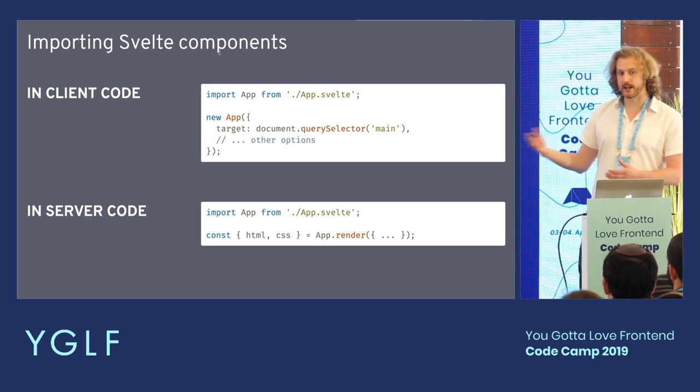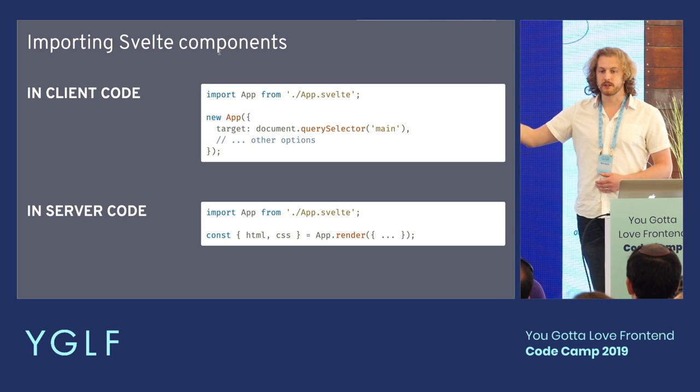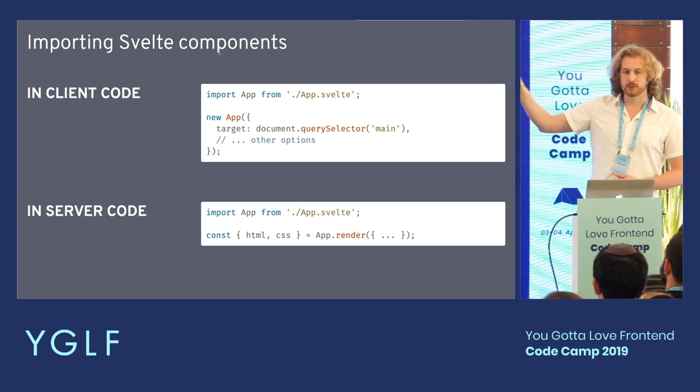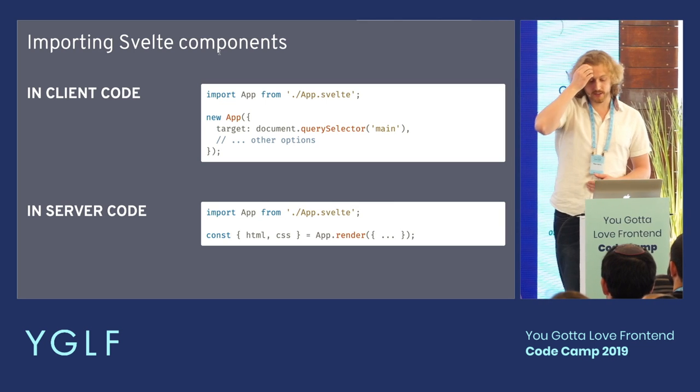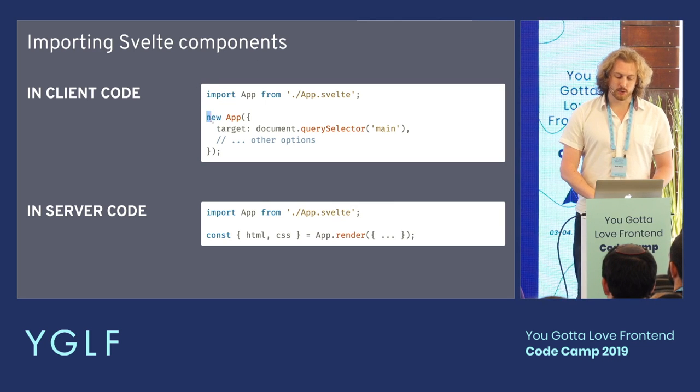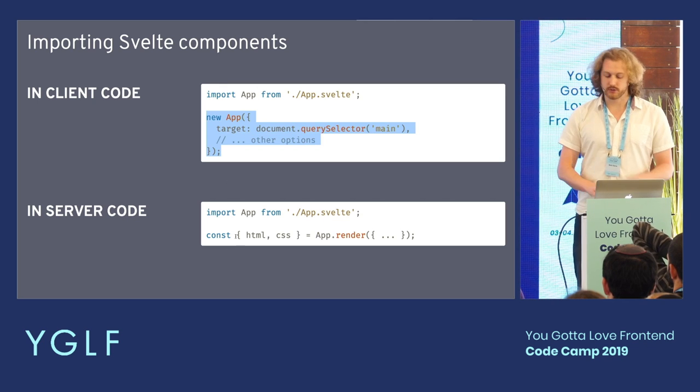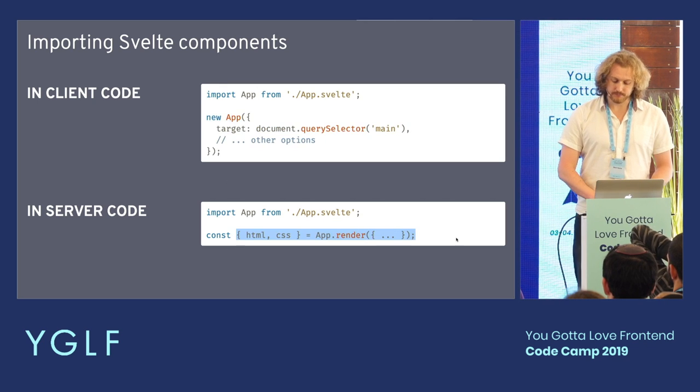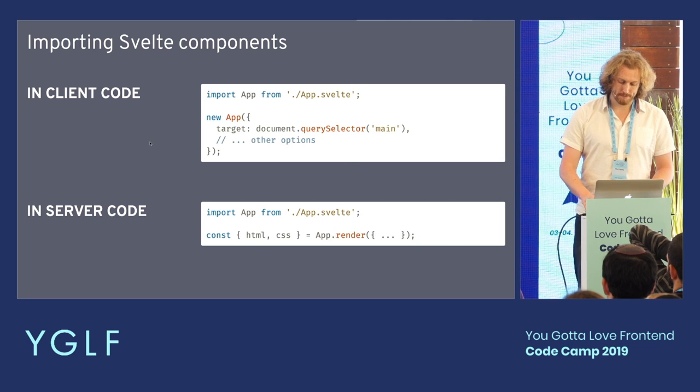How you use it is just like any other JavaScript module. You import it using the import keyword. Once your bundler is using the Svelte plugin, this gets converted on the fly into a JavaScript class. In the client, you just call new app, and then on the server, you have a different API because you're just serializing HTML. You call app.render.